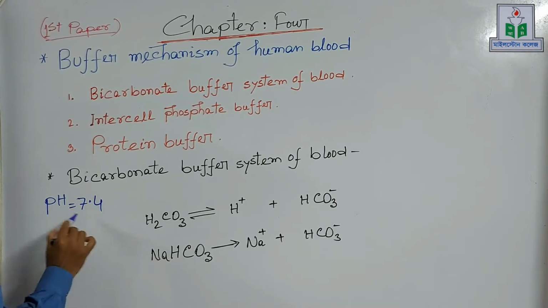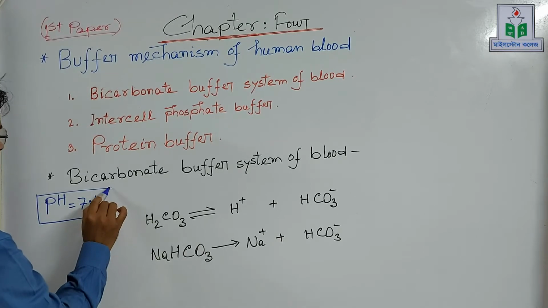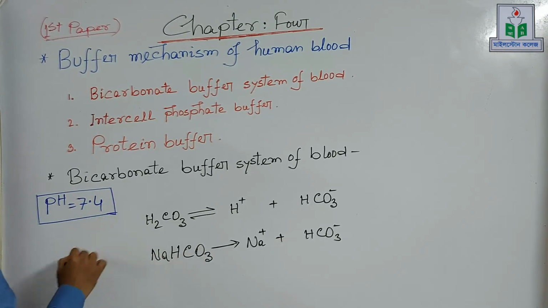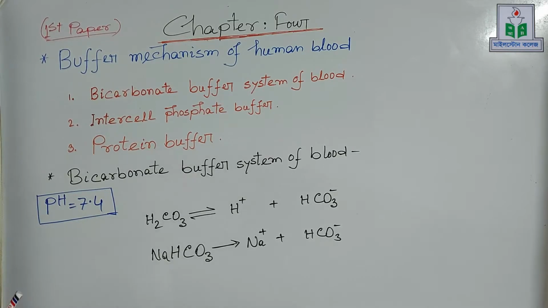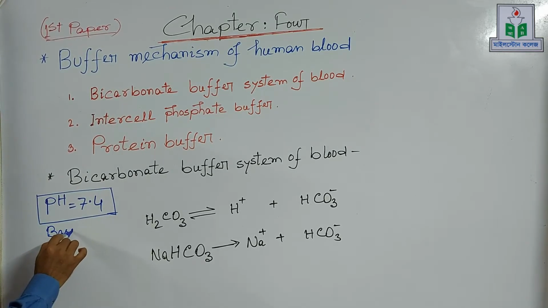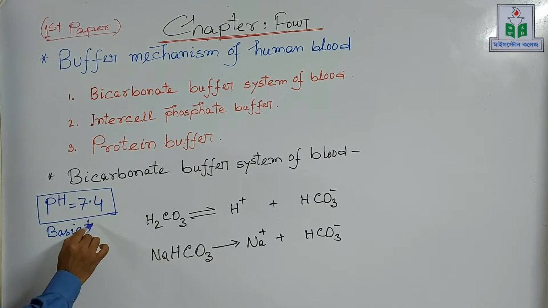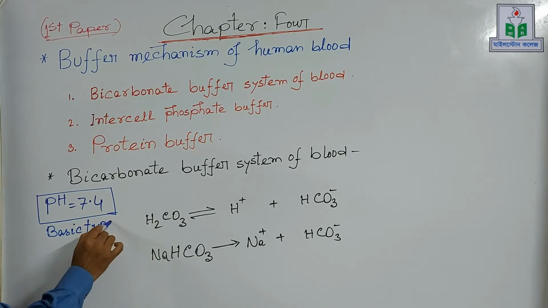It is noted that the pH value of human blood is 7.4. You know that when pH equals 7, the solution is neutral, but if it is more than 7, the solution is basic. As the pH value of human blood is 7.4, human blood is actually a basic buffer solution. Human blood is actually a basic type solution.